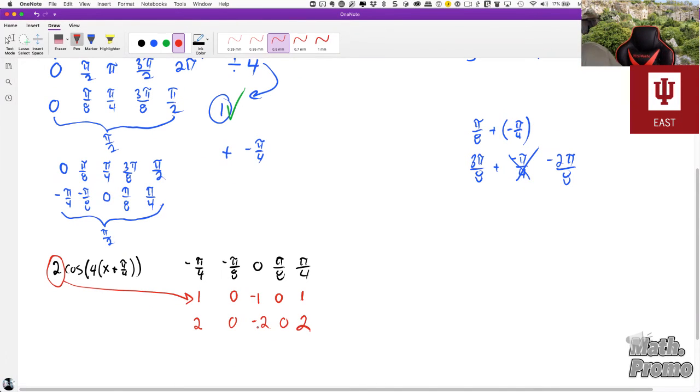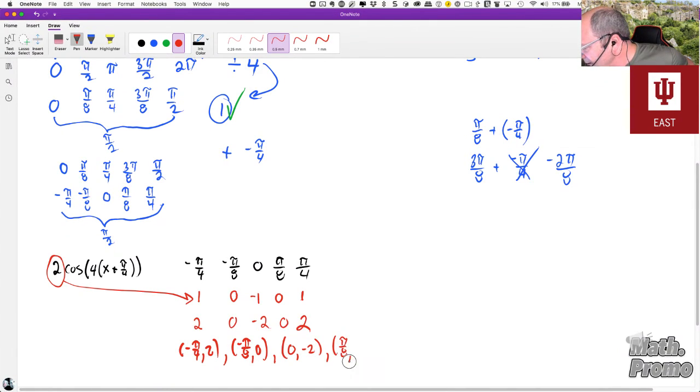Let me make sure I'm not being an idiot. Look at that. That's what the book says too. Awesome. See, I do this all risky. Not that I'm going to publish a video if I'm totally wrong. But sure enough, the book ends up with those pairs. You end up with negative pi over 4, comma 2, negative pi over 8, comma 0, 0, comma negative 2, pi over 8, 0, and then pi over 4, comma 2. Let me look at the book again. Yeah, I'm right. So there you go.